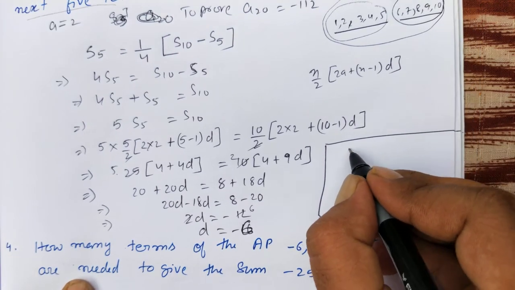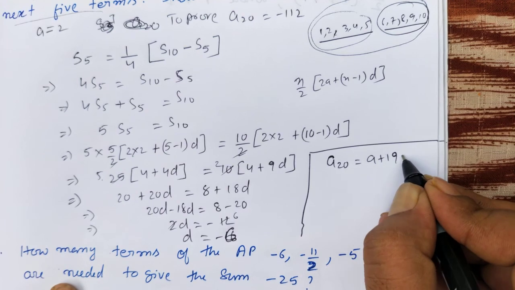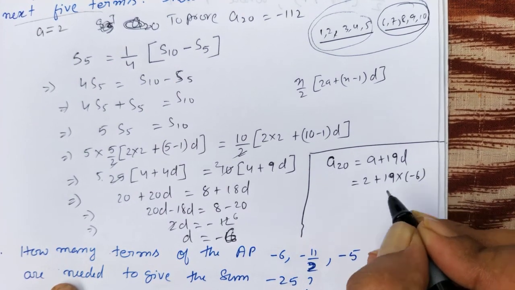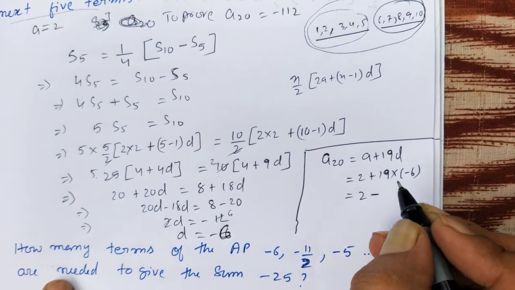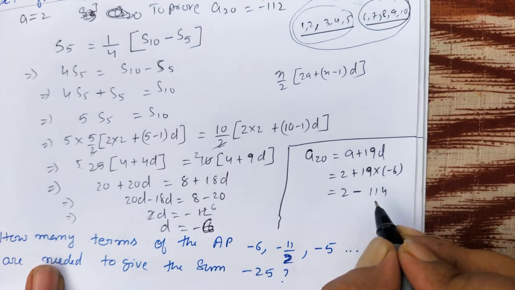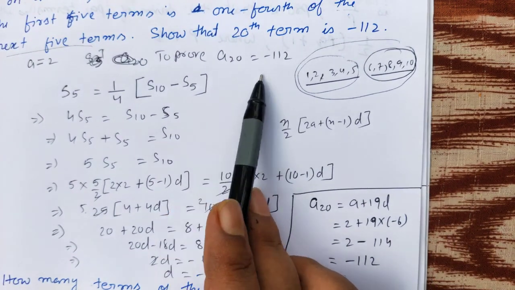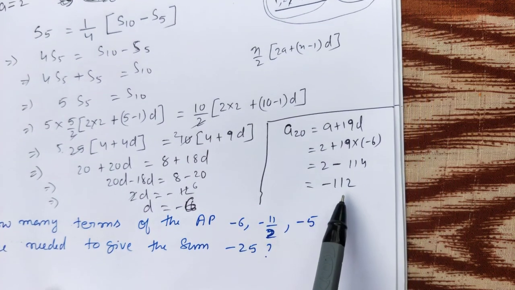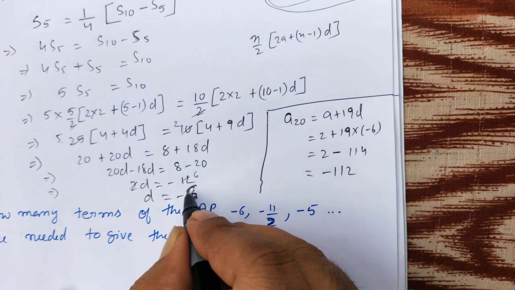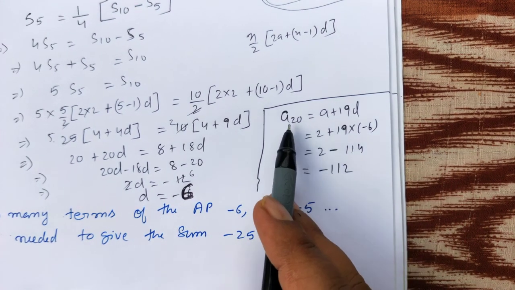Now you are going to prove A20. So find A20. A20 means a plus 19d. a is 2 plus 19 into d, which is minus 6. 6 times 9 is 54, 6 times 1 is 6, 54 plus 60 is 114, and 2 minus 114 gives us minus 112. Hence proved: A20 equals minus 112. First we found the value of d, then we found A20.